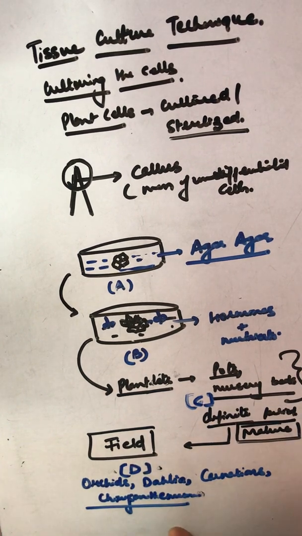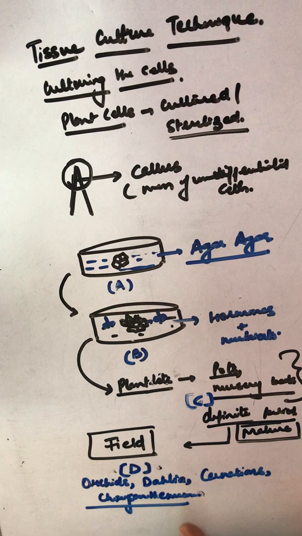So this is vegetative propagation in plants. Next we move to sexual reproduction.